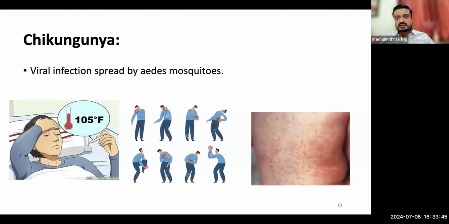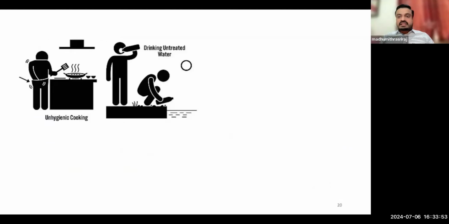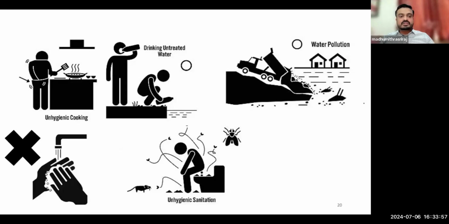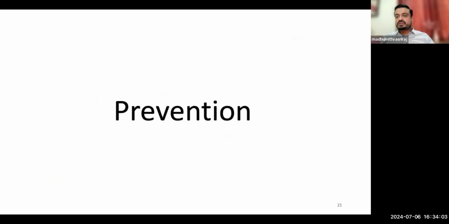So the symptoms are like any viral infection: high grade fever spikes, generalized body aches, and rash. It spreads through unhygienic practices, like drinking from an untreated water source, unhygienic sanitation, and not washing hands well. All these are the causes.